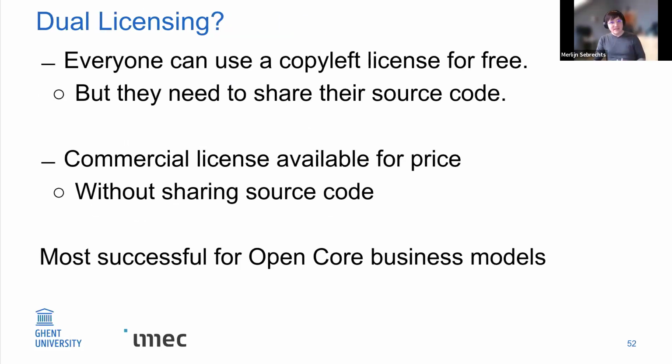So let me talk a little bit about dual licensing. Dual licensing is basically a hybrid system between open source and a proprietary license, where you have a strong copyleft open source license that anyone can use for free. So anyone can use your open source code for free, but if they change your code or if they use your code in their own product, they need to completely open source their own product.